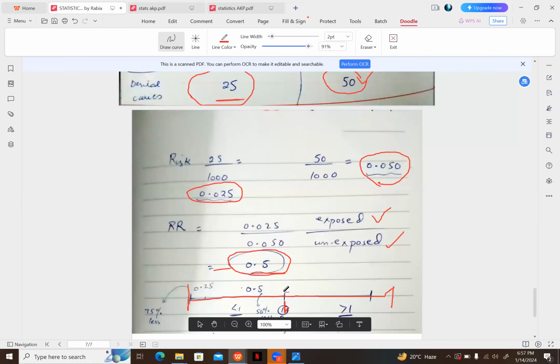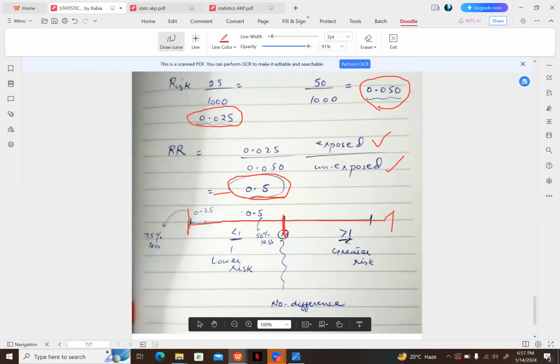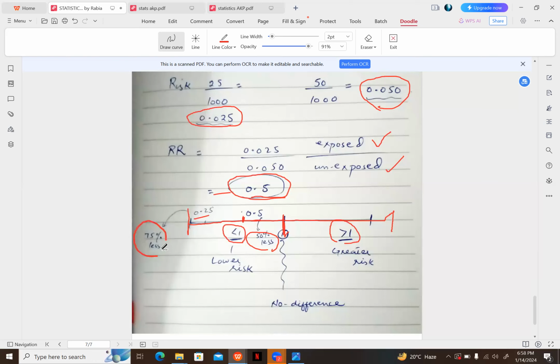This is 1. 1 means no association. More than 1 means greater risk. Less than 1 means lesser risk. So here you got the value 0.5. Suppose I plot 0.5 here, and 0.5 means if you educate the kids, then there is 50% less chance of getting dental caries. Suppose the value came out to be 0.25, it means 75% less chance.